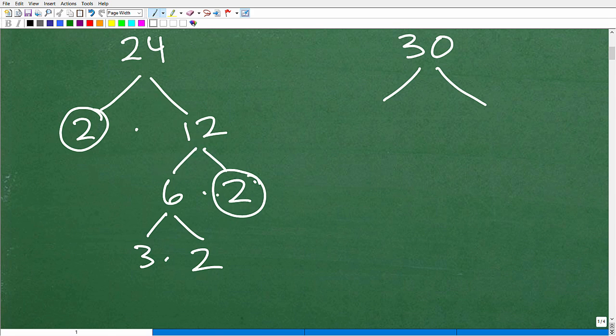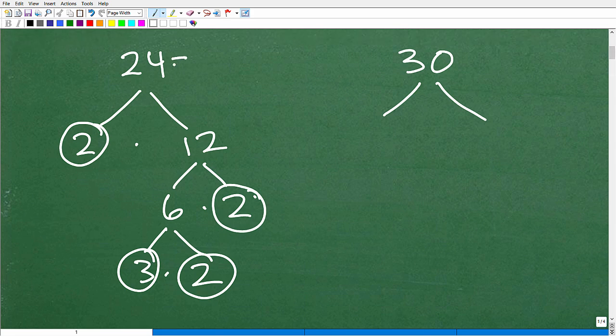So these are the little branches. 6, I was able to continue to break that up into 3 times 2, okay? So that means that 24 is equal to all these prime factors being multiplied by one another.